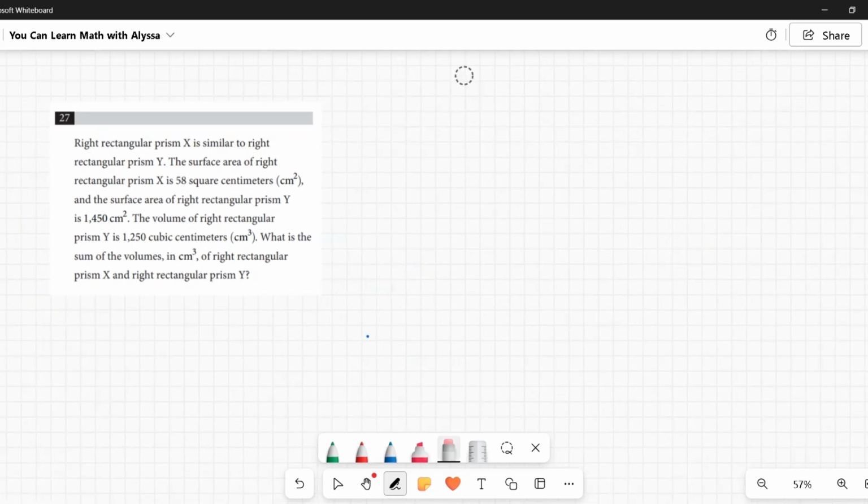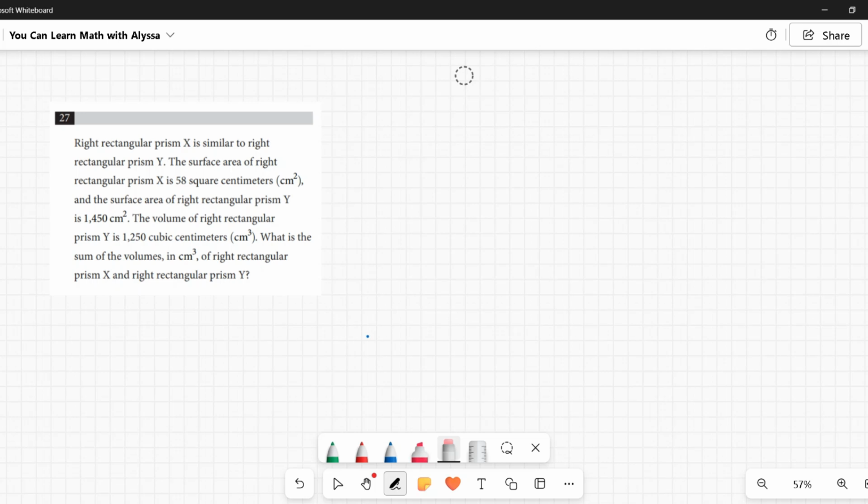27. Right rectangular prism X is similar to right rectangular prism Y. The surface area of right rectangular prism X is 58 square centimeters, and the surface area of right rectangular prism Y is 1,450 square centimeters. The volume of right rectangular prism Y is 1,250 cubic centimeters. What is the sum of the volumes in cubic centimeters of right rectangular prism X and right rectangular prism Y?